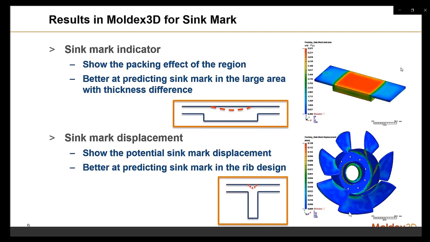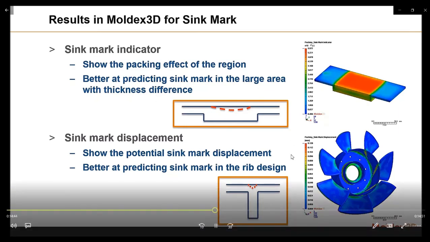And we can see on the right hand side, we offer the result. The upper one is the result of the sink mark indicator. And we use this kind of geometry, and we can see the result shows us the location with higher risk with the sink mark. And the lower one, this one is a fan. The fins around the center structure, just like the ribs around the center structure, and we can use sink displacement to help us to predict the sink situation in the middle structure.